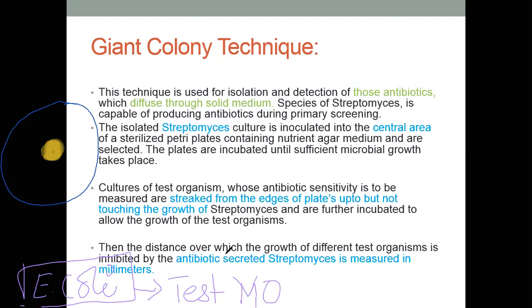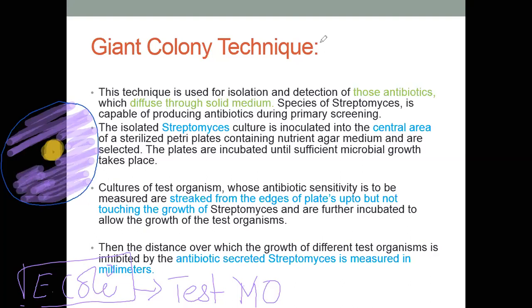So what we're going to do is take the test organism and streak from the edges of the plates up to the growth of Streptomyces, but not touching the Streptomyces. So it's almost like doing the streaking like this and then doing the streaking like this, but we do not have to cover the Streptomyces growth. So it's like streak, streak, streak, but leave the Streptomyces growth in the center.